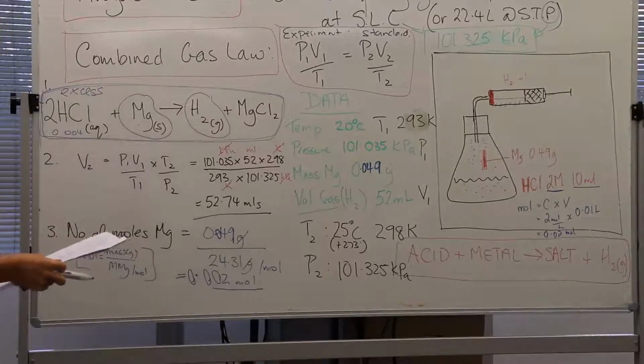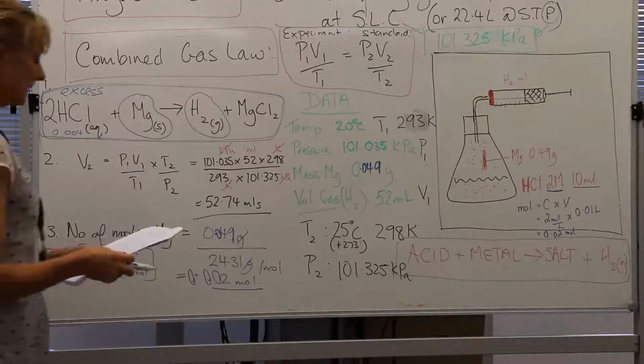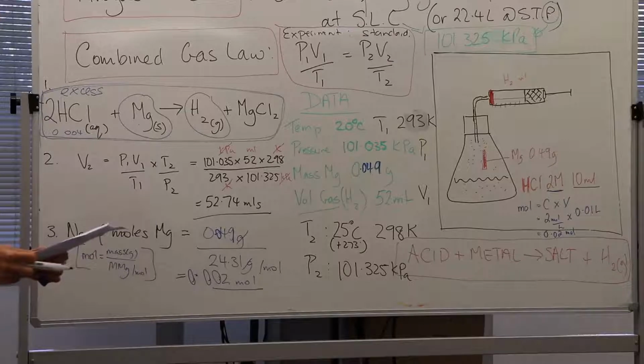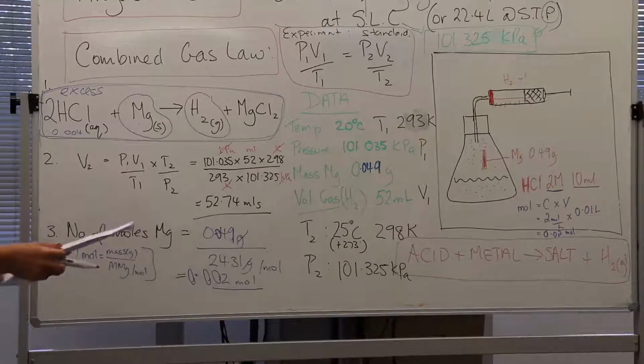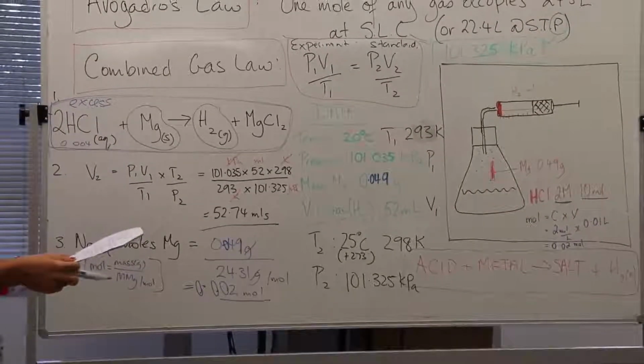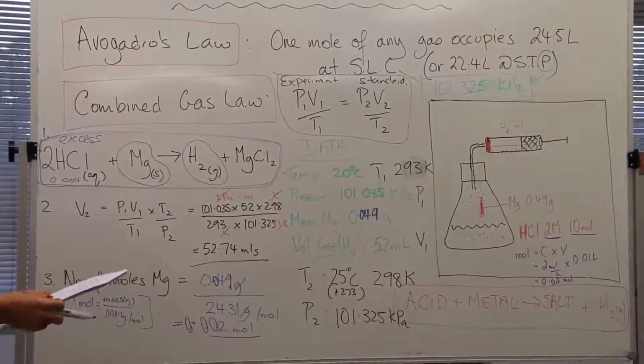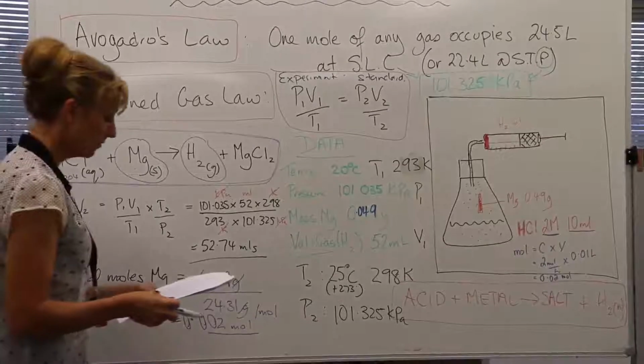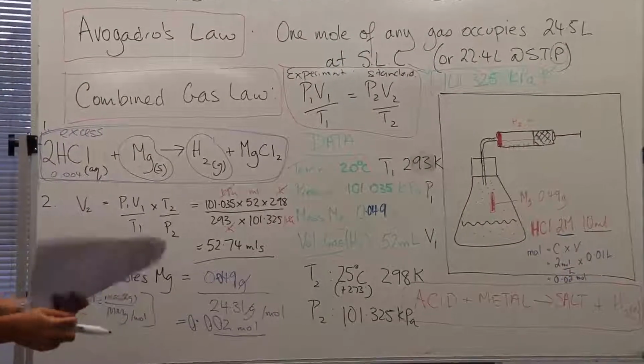So it says for 5, what reagent is in excess and which is the limiting? So you've answered that one, and you're happy with that? Yeah. Is that okay? Everyone's up to where I am? Yeah? And then 6 says, calculate the number of moles of hydrogen gas produced.